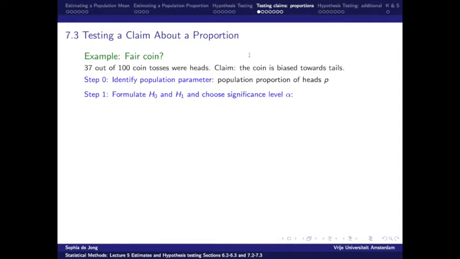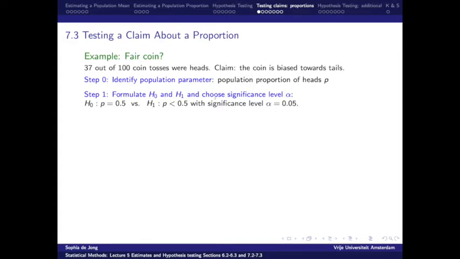The claim is the coin is biased towards tails. This is what is contained in the alternative hypothesis. So if we translate this claim, this means that the population proportion of heads is less than 0.5. So that's the alternative hypothesis. And then the null hypothesis is P being equal to 0.5. That's always how this works. So this is our null hypothesis and we test it versus the alternative hypothesis. And let's do this with significance level alpha equal to 5%.